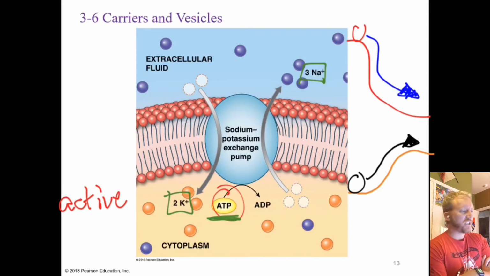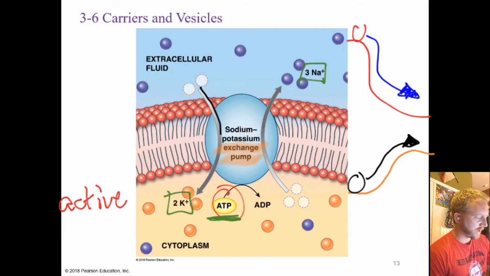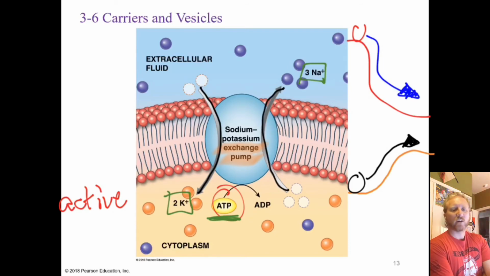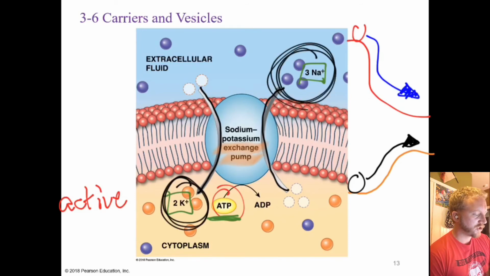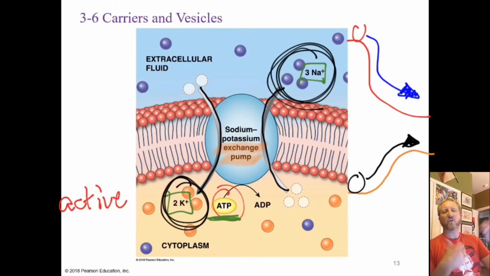You can also have exchange pumps. That's what this one is. We've got things going in different directions here and here. And so that is our antiport, our counter transport. They're moving in opposite directions. We are exchanging 2 potassium ions for 3 sodium ions. That ends up changing the charge across the membrane, which is super important with nerve impulses, and we'll talk about that like November-ish.